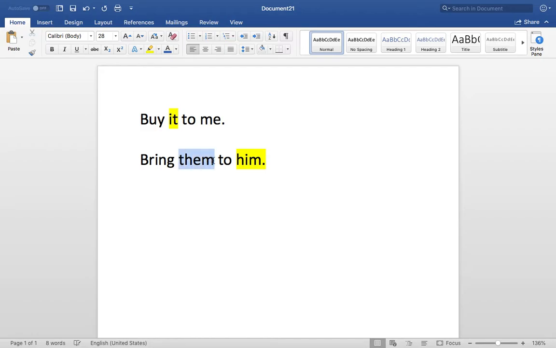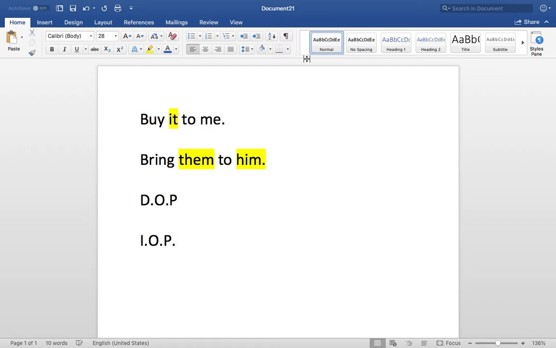Okay, so the pronouns that replace the object we call direct object pronouns. And the pronouns that tell us who receives the direct object, we call indirect object pronouns. This is in English, okay? And we do exactly the same thing in Spanish.